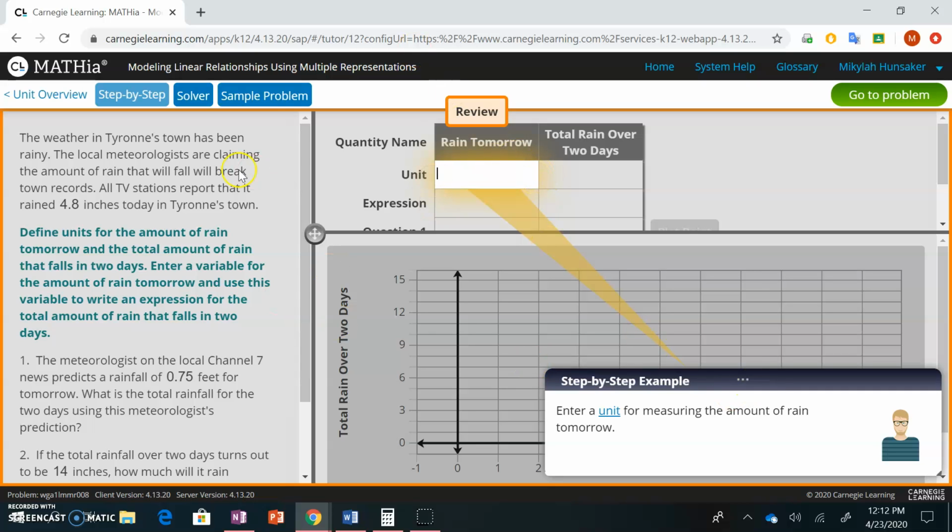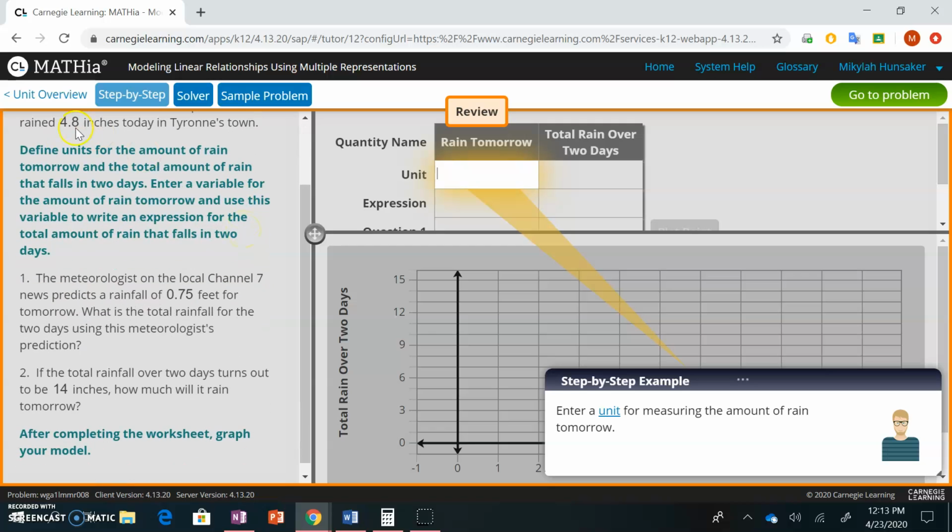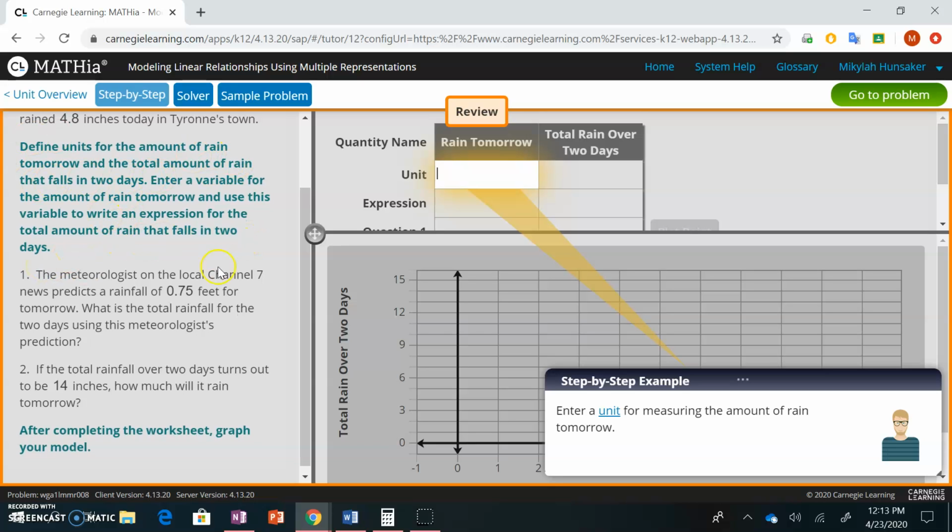So they want us to start here, but before we do that, let's look over at the left side. This is going to give you the information on the problem. So we've got weather in Tyrone's town. They're claiming that the amount of rain will break town records, and the TV stations report that it rained 4.8 inches today. Our job is to define units for the amount of rain tomorrow and the amount of rain that falls in 2 days. You have to enter a variable for the amount of rain tomorrow and use this variable to write an expression for the total amount of rain that falls in the 2 days. So that's what we're going to be doing.